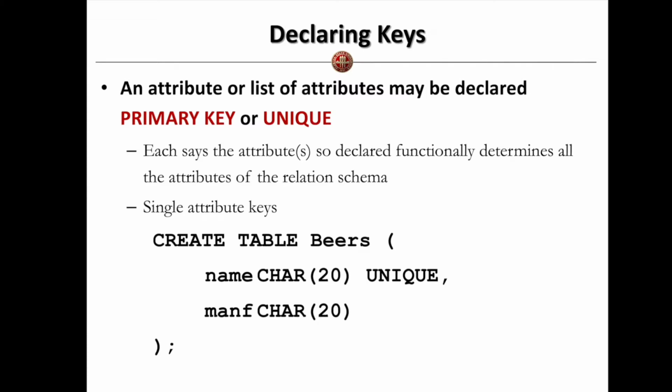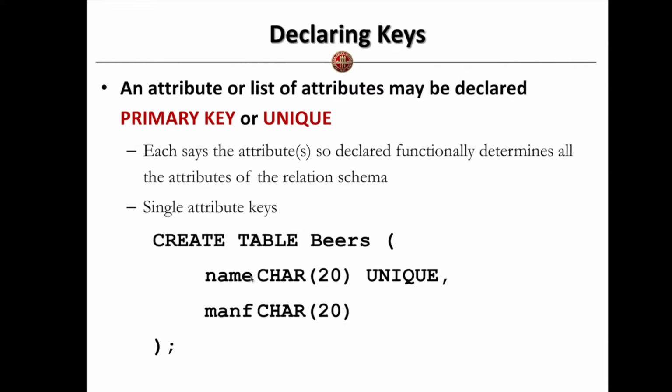So at the bottom of the page, we have an example. We create a table which is a beers table, right? So this beer has two attributes. The first one is the name of the beer, which is char20. We also have the manufacturer of the beer, which is also char20, right? And let's assume we say that the name can serve as a key for the beers.